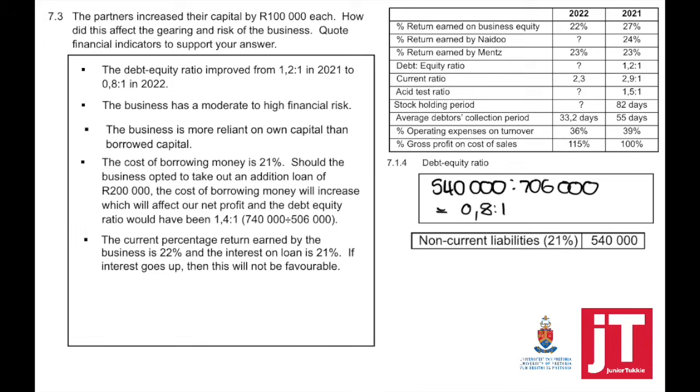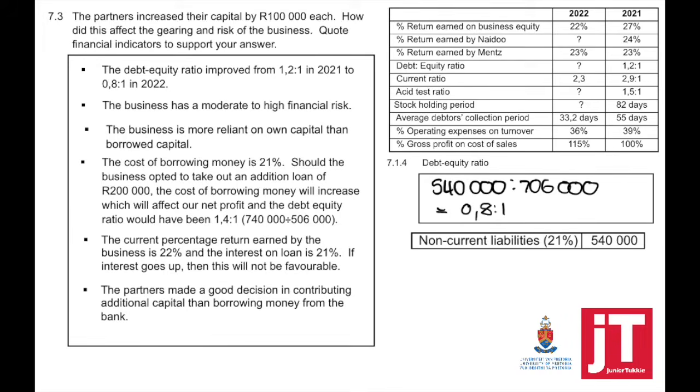So the current percentage return earned by the business is 22%, and the interest on the loan is 21%. If the interest goes up, then this will not be favorable. This is why the partners made a good decision in contributing additional capital rather than borrowing money from the bank. So just to recap, what are we doing here? We're first looking at the debt equity ratio. We compare last year with this year. We indicate what our financial risk is. Do we have a high, low, or moderate financial risk?